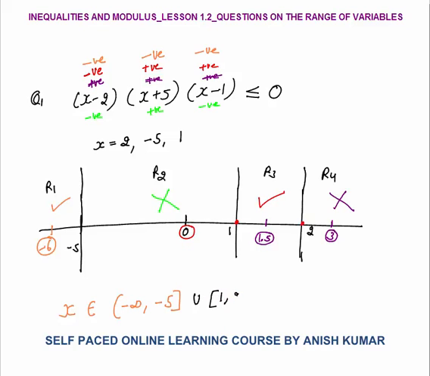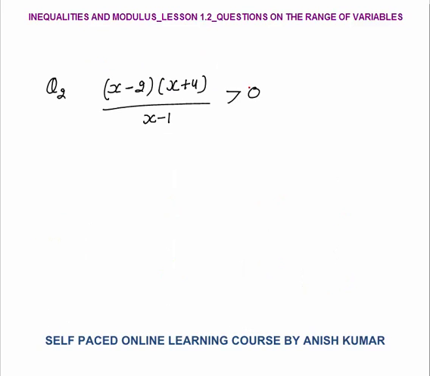Then union 1 to 2, both will be included, because we want that the inequality must be equal to 0 also, and that will be my final answer. So x range would be minus infinity to minus 5 union 1 to 2. Next question is x minus 2 into x plus 4 divided by x minus 1 greater than 0.